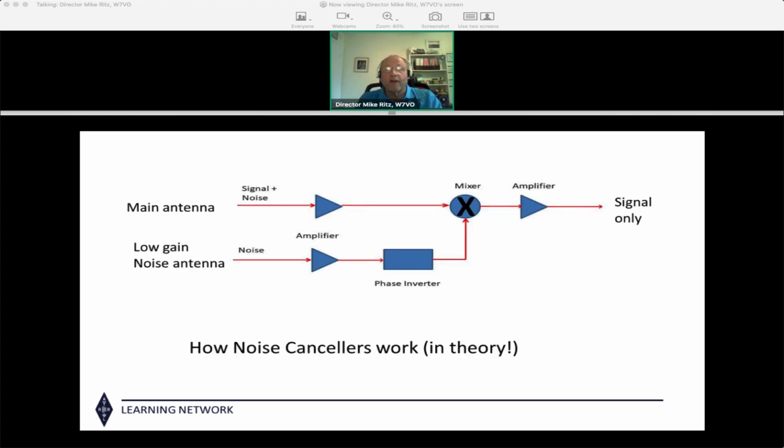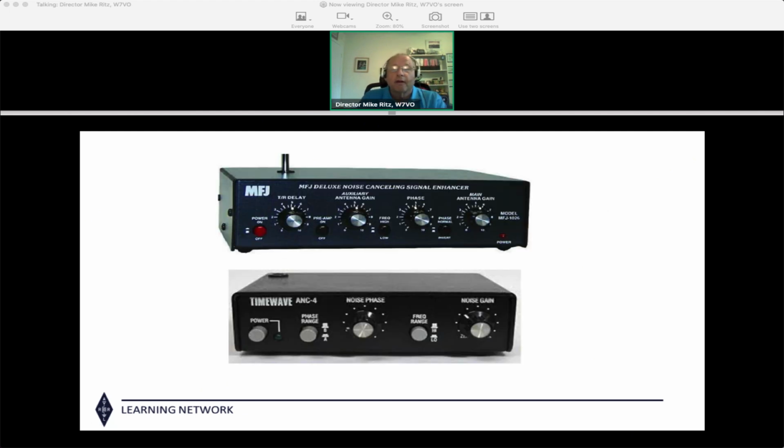Here's a little diagram to show you how they work. You've got the signal and noise coming in one port. You've got the noise only, hopefully, coming in a second port, fed through a 180-degree inverter into a mixer, and what comes out technically is only the signal. Once again, that's the way they work in theory. Here's a picture of the front end of a couple of them.